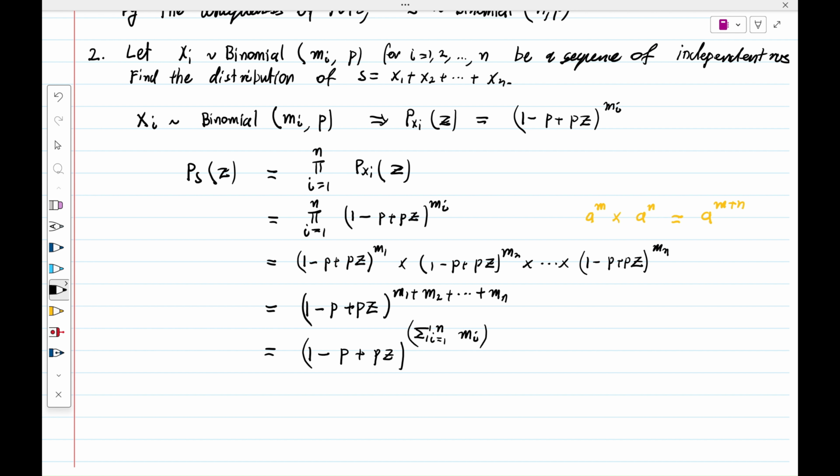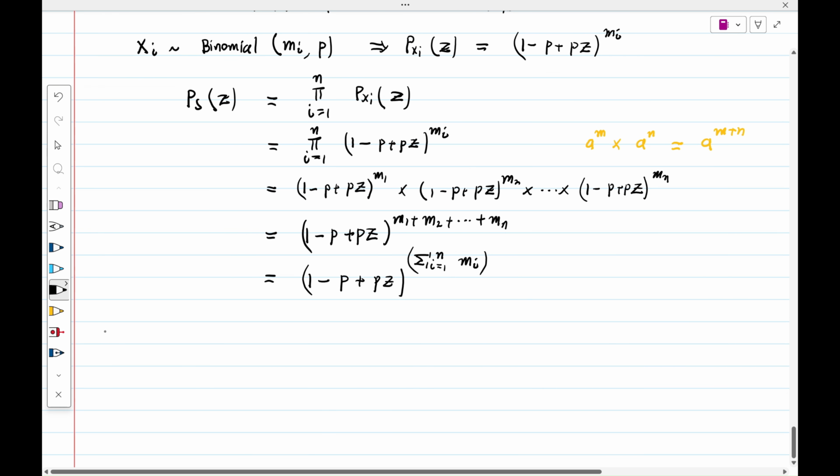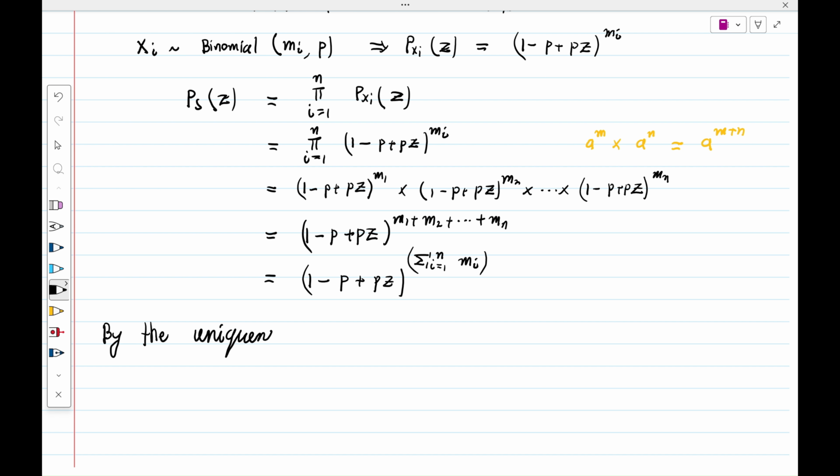Now, interestingly, we've done as much simplification as possible. Interestingly, this still looks like the probability generating function of a binomial random variable. The difference is we don't just have mi as the power, we have the sum of mi's as the power. And so by the uniqueness of PGFs, sorry, I forgot how to spell for a second there.